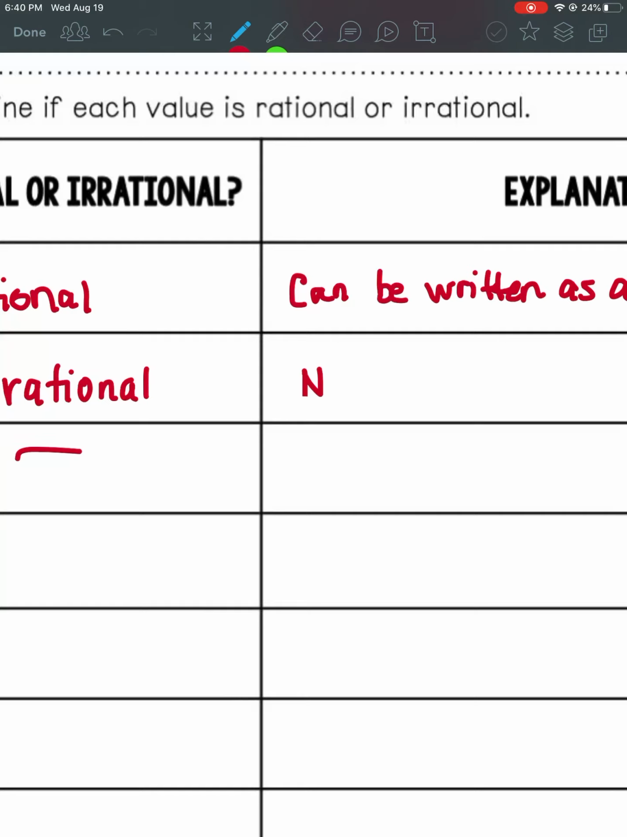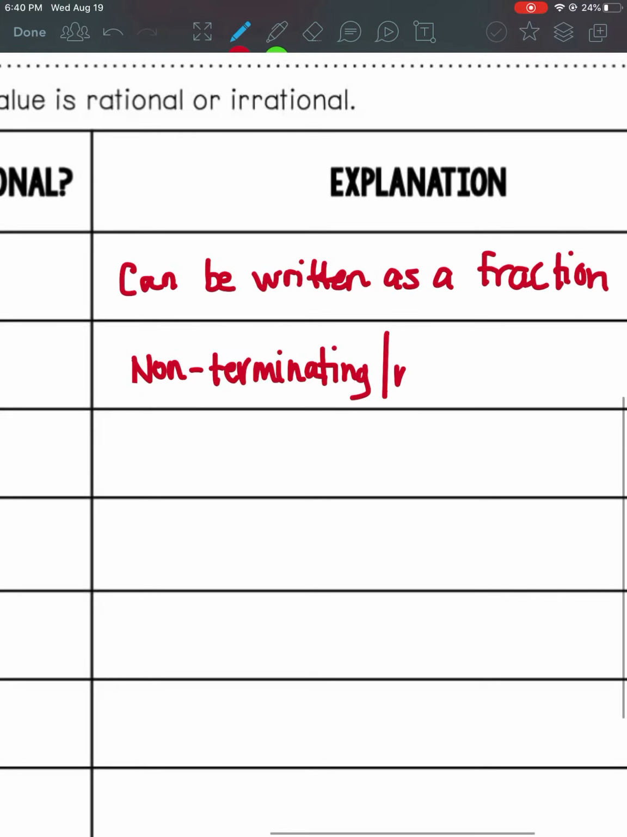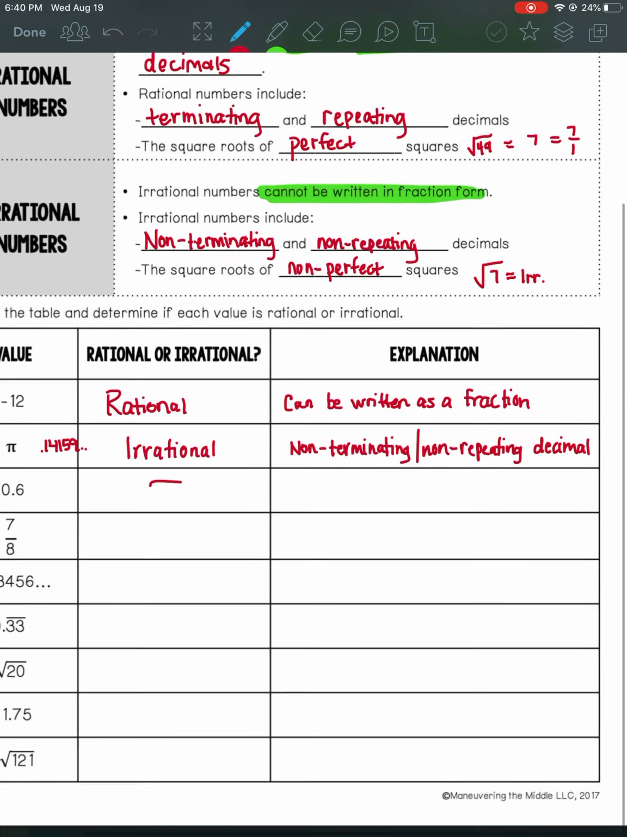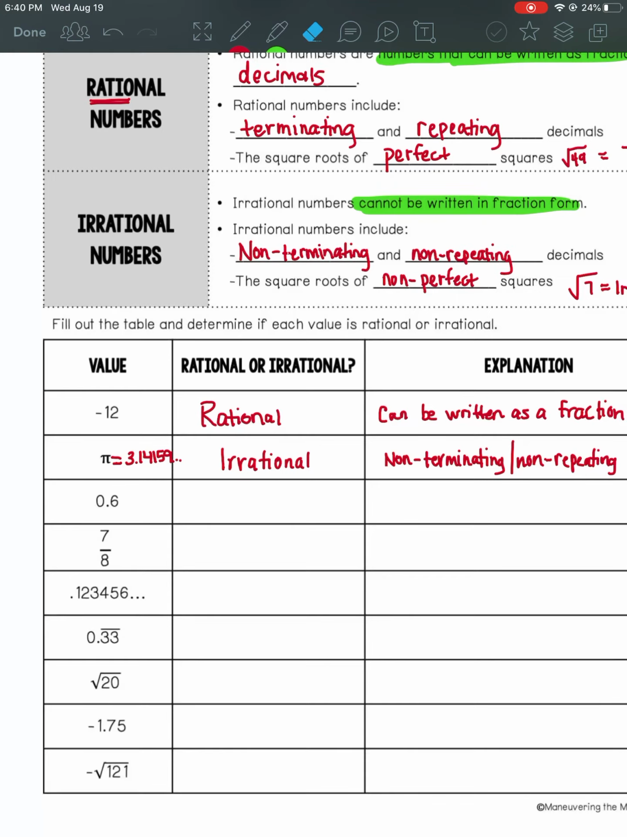All right, the explanation for that is it's non-terminating, meaning it doesn't end, and it is non-repeating, so we cannot write pi as a fraction. And I'm going to put down that it is a non-terminating, non-repeating decimal.